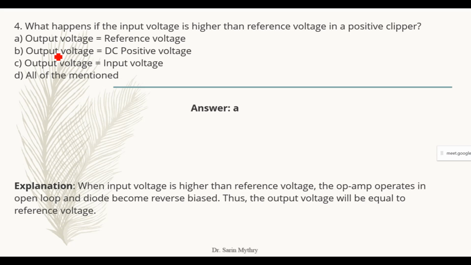Whenever your input voltage becomes higher than your reference voltage, that's V reference, the op amp will be operating in an open loop, and the diode becomes reverse biased. Whenever the diode becomes reverse biased, ultimately there will be a detachment of the op amp from the output. Thus the output voltage is equal to the reference voltage. So the answer is that your output is going to become equal to your reference voltage. Option A is the correct one.